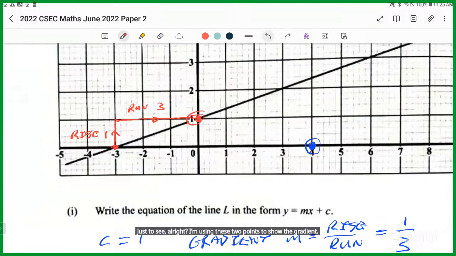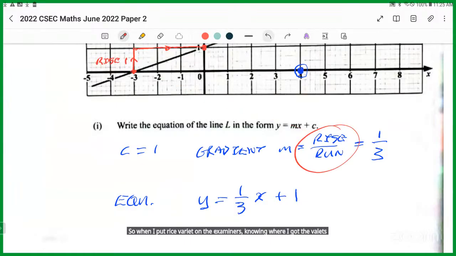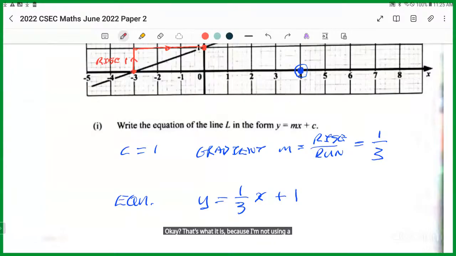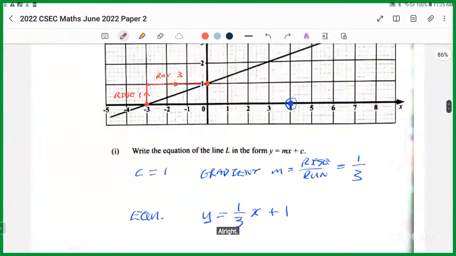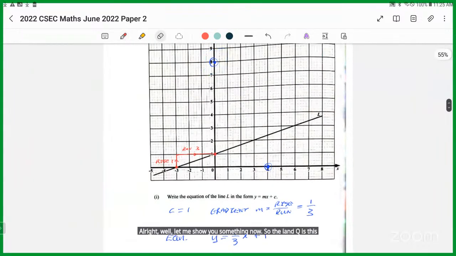So when I put rise over run, the examiner knows where I got the values from: 1/3. Right? That's what it is. Because I'm not using a calculation method, I'm using a graph. Alright, but let me show you something now.